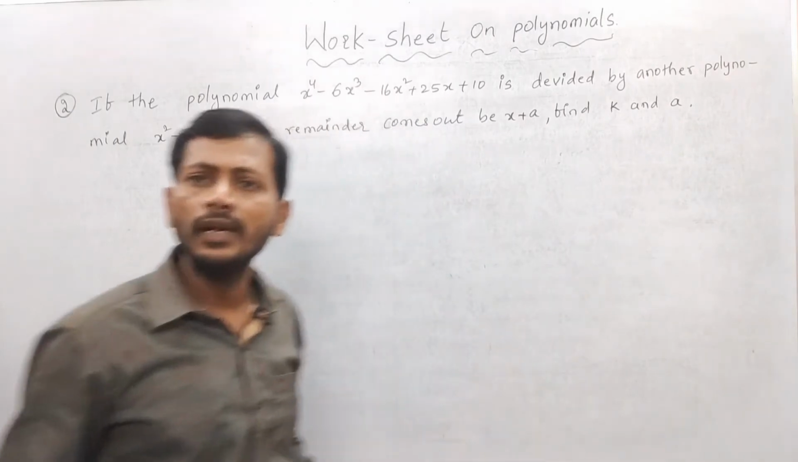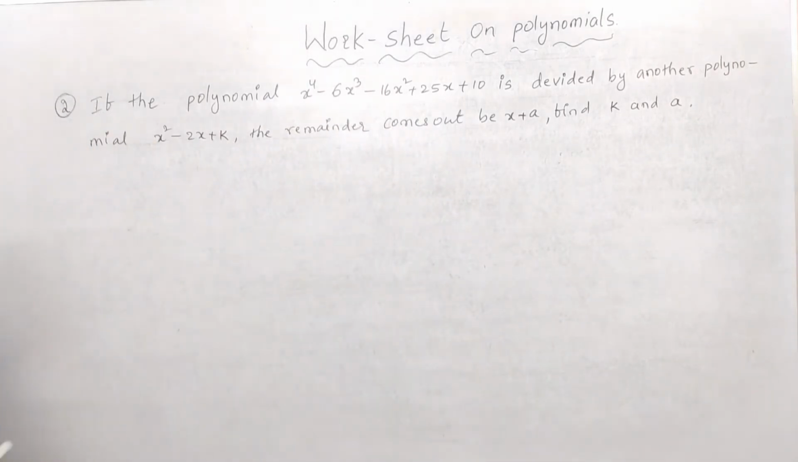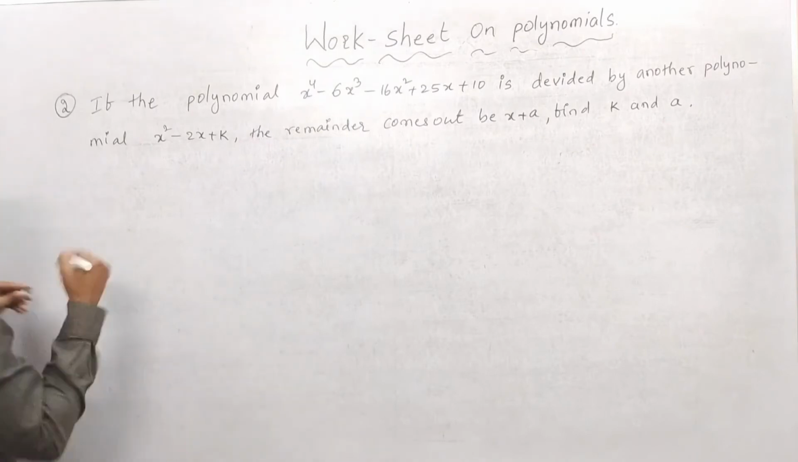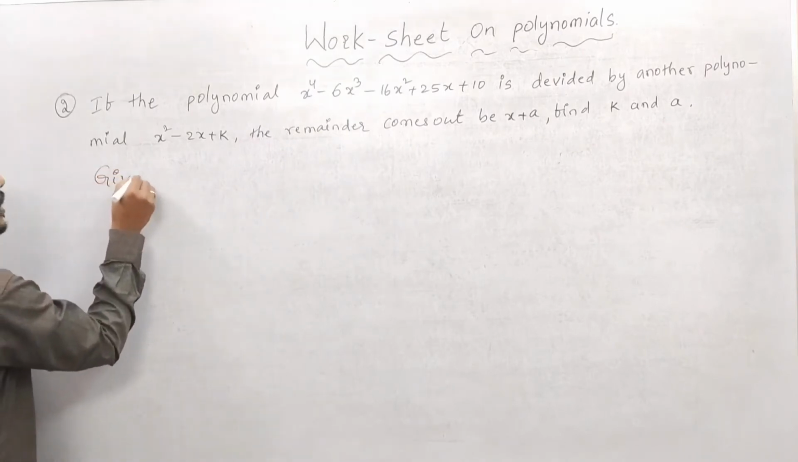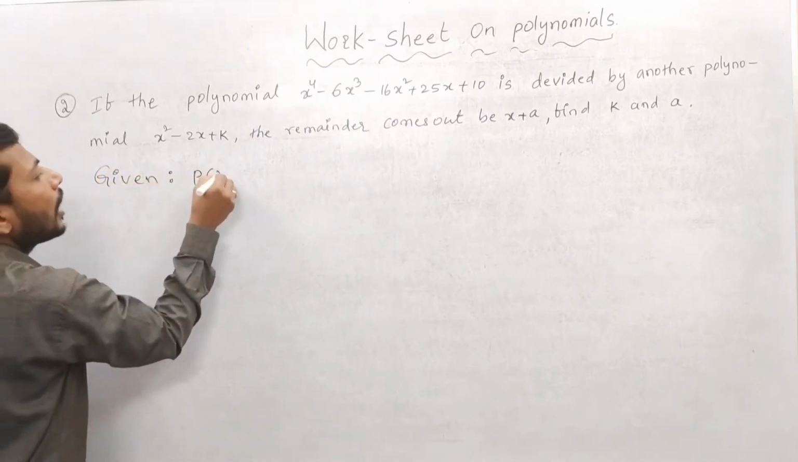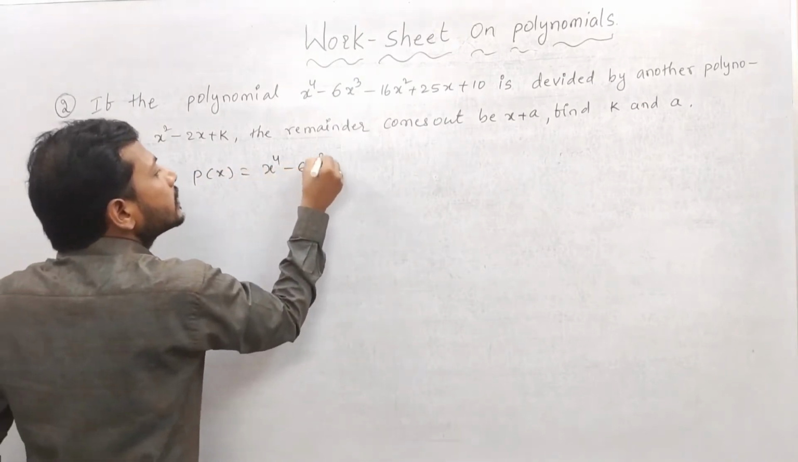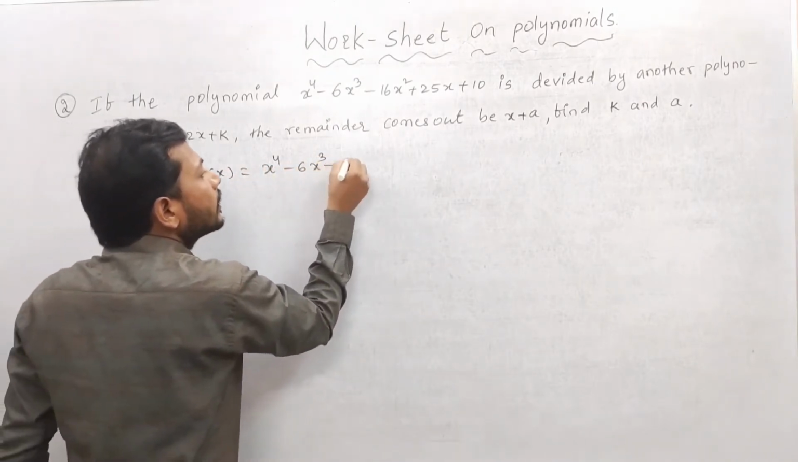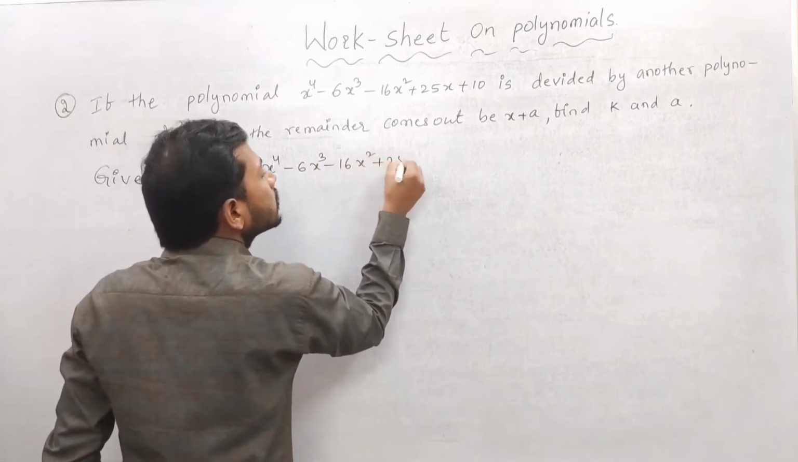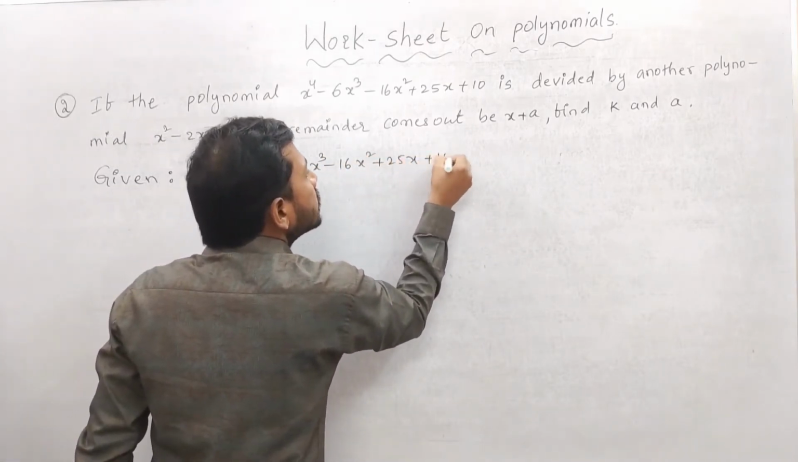Then do the division. So first I am going to write here. What is the given polynomial? The given polynomial is p of x equals x power 4 minus 6 x power 3 minus 16x square plus 25x plus 10.